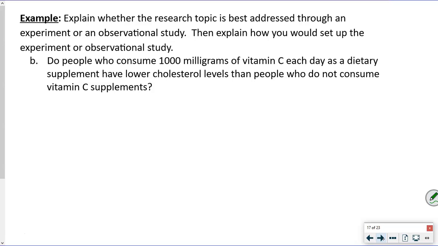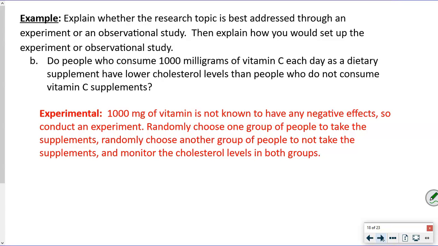This next one says, do people who consume 1,000 milligrams of vitamin C each day as a dietary supplement have a lower cholesterol level than people who do not consume vitamin C supplements? What do y'all think about this one? Experiment or observational? And then how would we set it up? I would say experimental on this one. We don't know of any negative long-term effects of vitamin C, so we would choose one group of people to take the supplement and randomly choose another group to not take it, half and half, and monitor the cholesterol levels of both, okay?